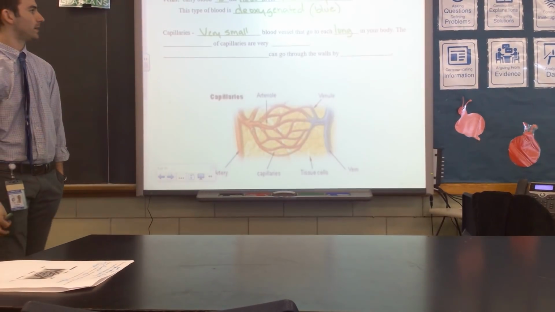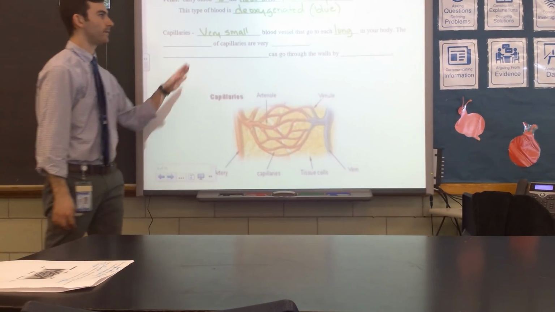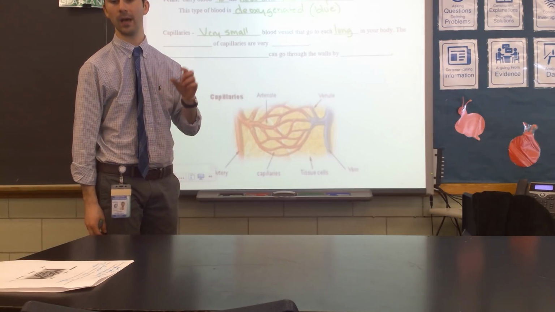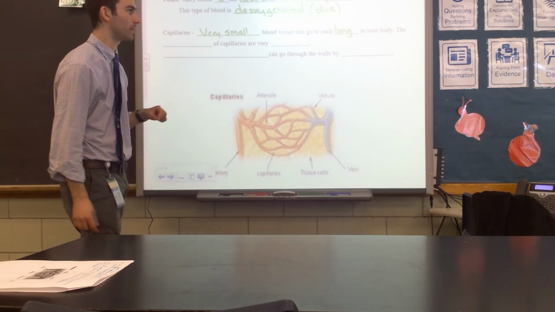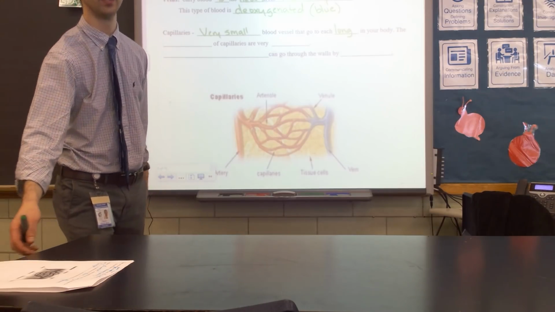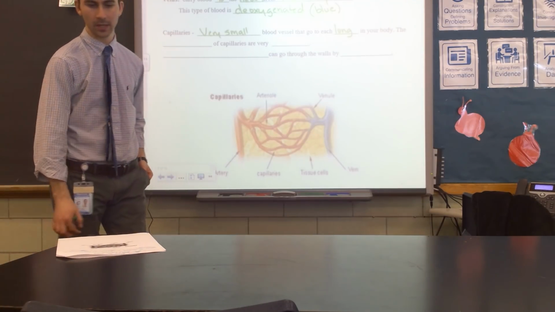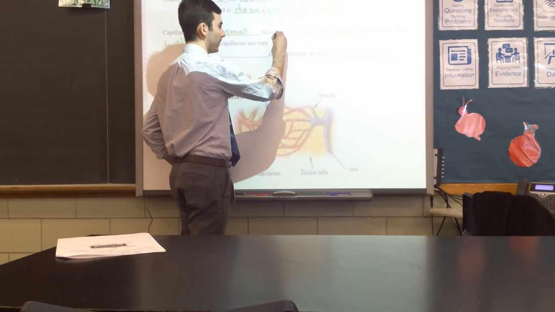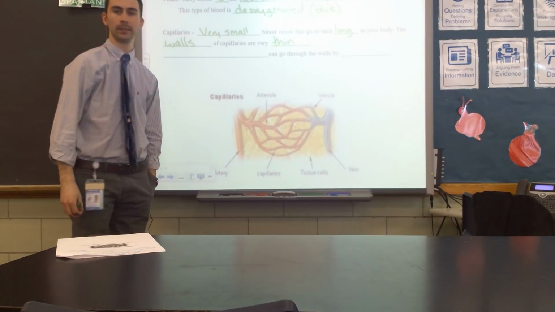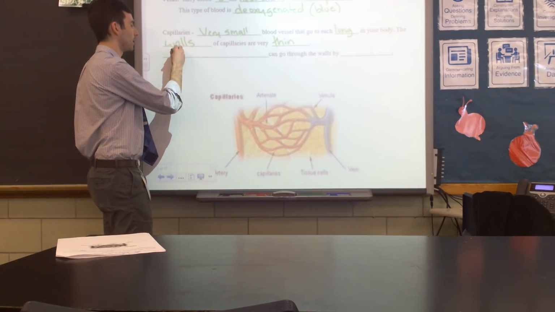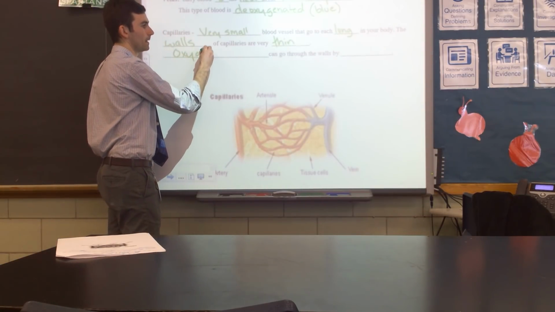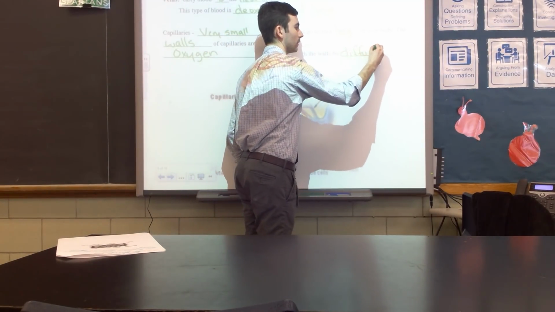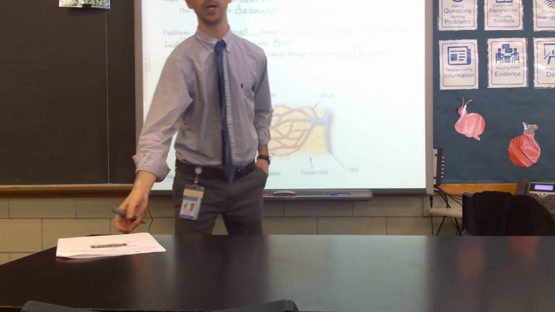Next, we have capillaries. Capillaries are very, very small blood vessels that go to each lung in your body. This is where those red blood cells and those hemoglobin molecules are going to pick up oxygen to deliver to the rest of your body and to your muscles. The walls of capillaries are very thin. Because they're so thin, oxygen can go through the walls by diffusion. Remember, diffusion is a term that we talked about last unit.